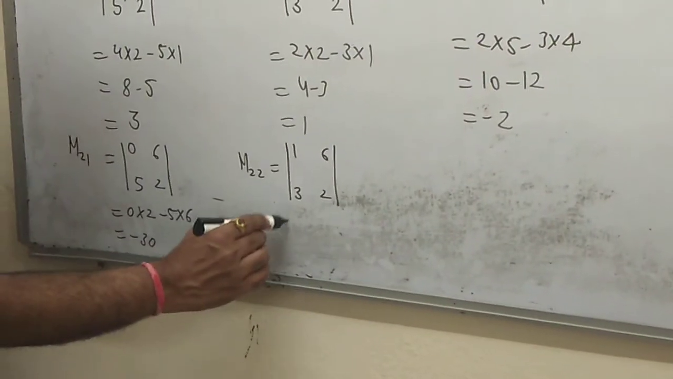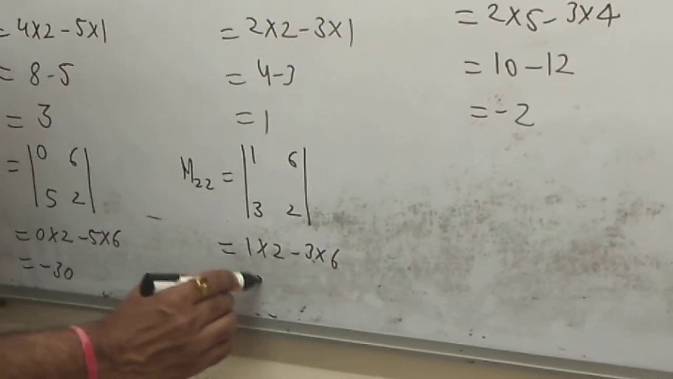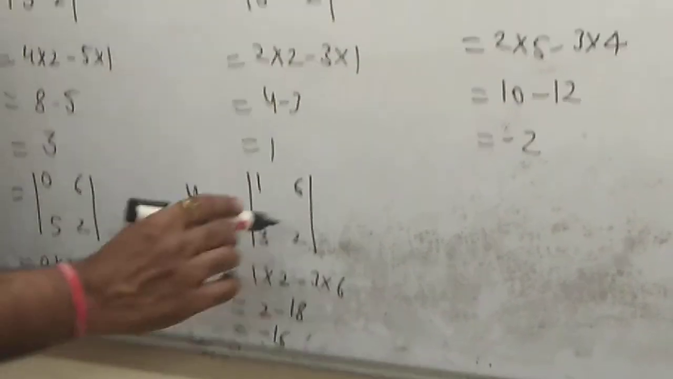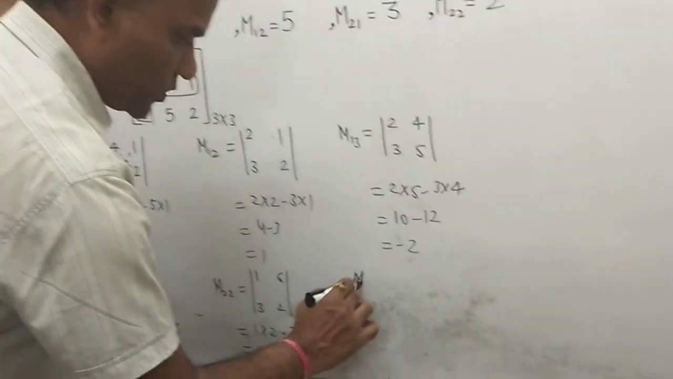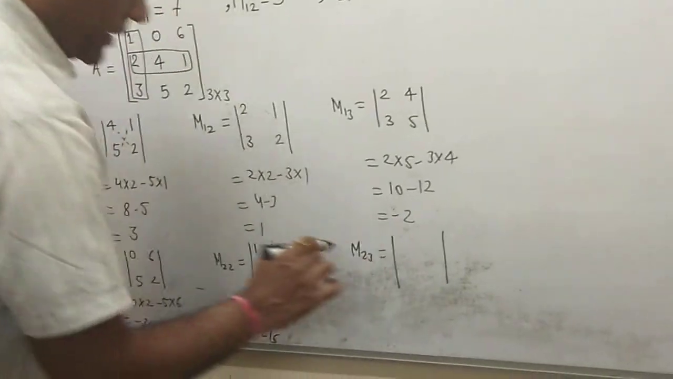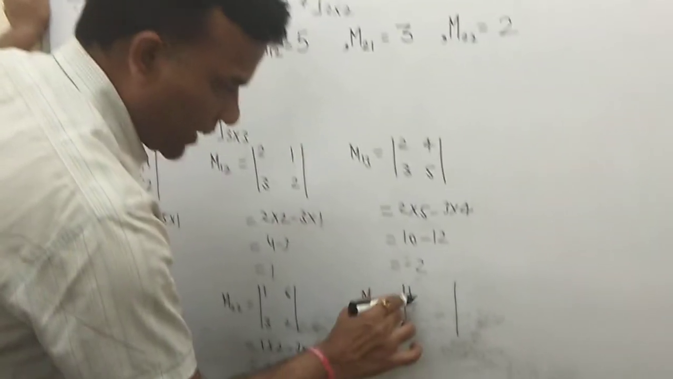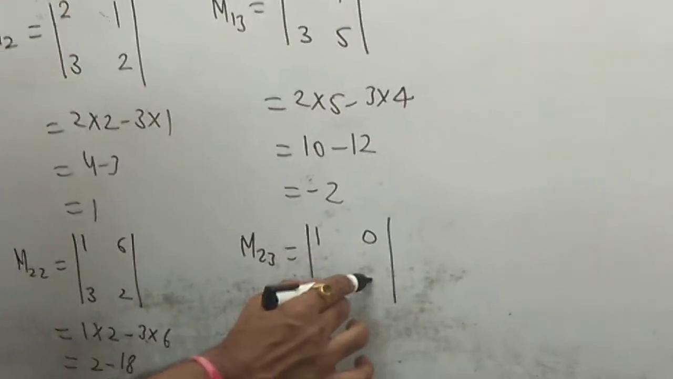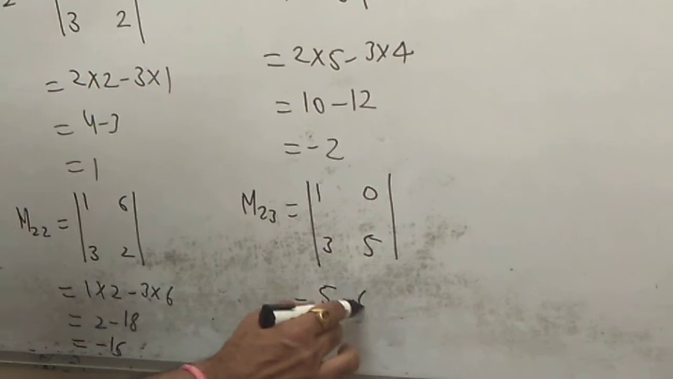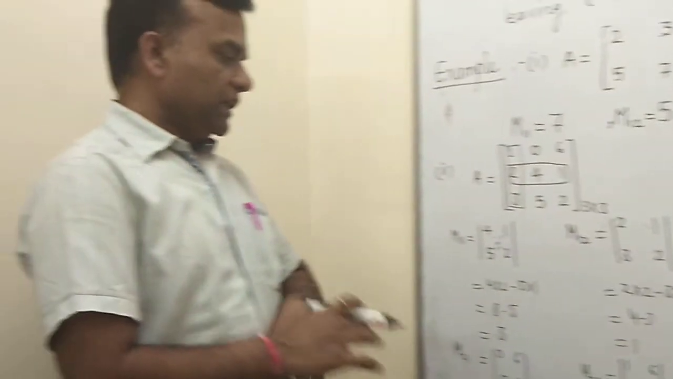Okay, so you write down here 1 into 2 minus 3 into 6. Answer is 2 minus 18, that is minus 16. Similarly, M23. So you find out second row of third column, 10 and 35. So you write down here 10 and 35. So 10 35 means 5 minus 0. You have 5.